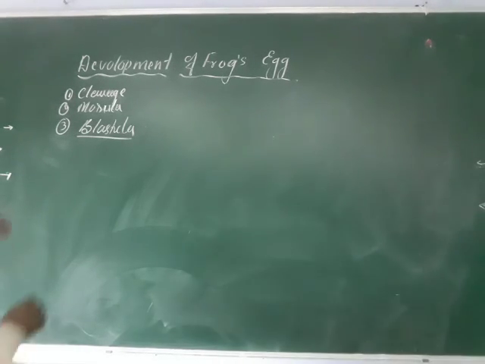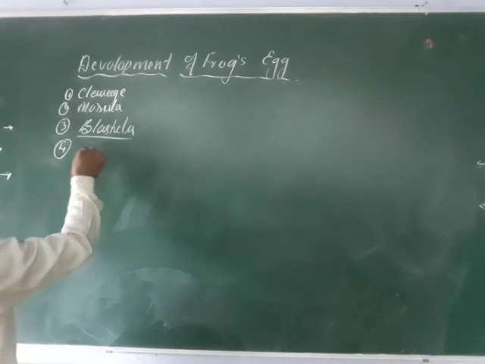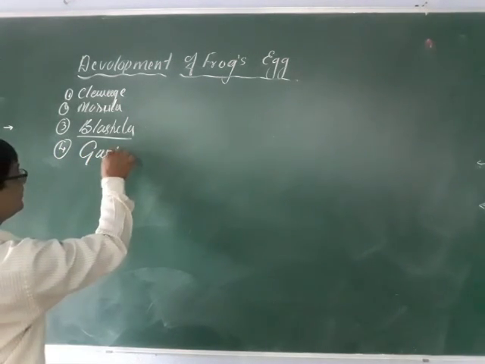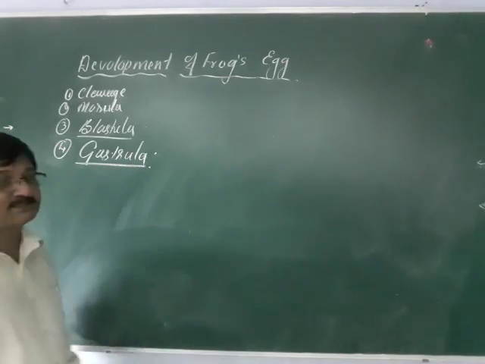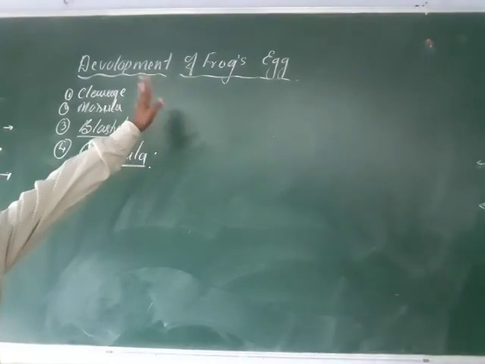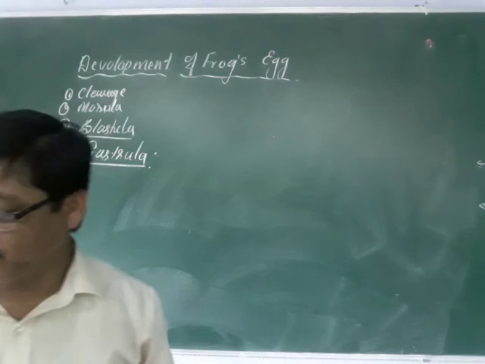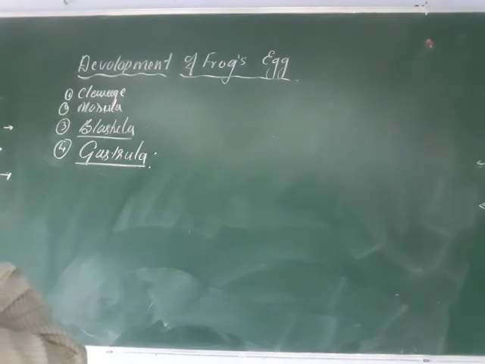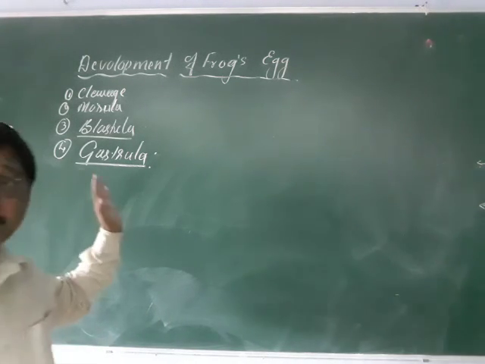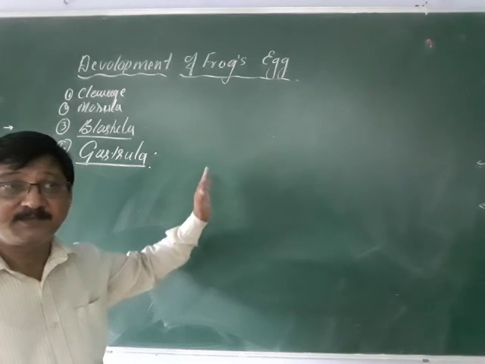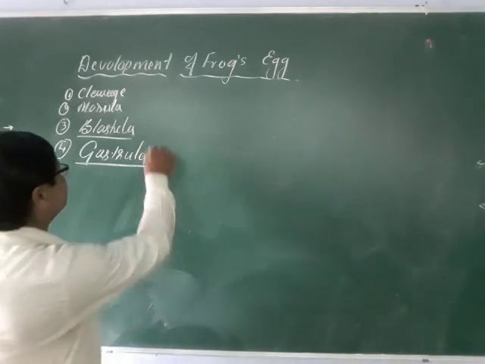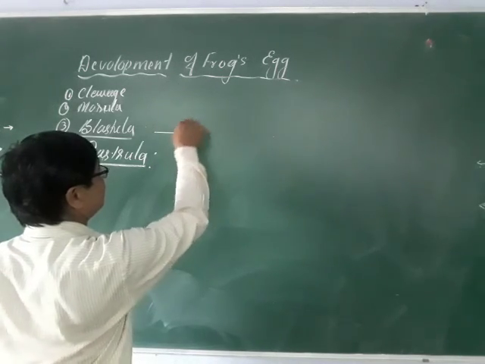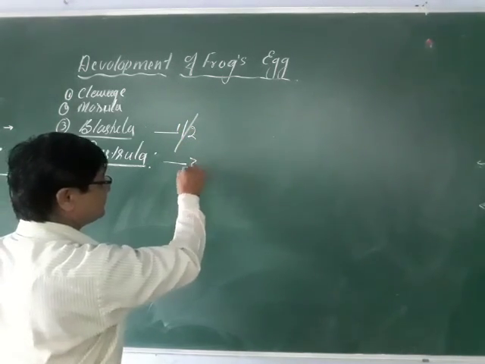Dear students, let us go to the fourth stage, that is the gastrula. What is the gastrula here? Gastrula is the fourth stage of the embryonic development of frog's egg. It is a process of displacement of the single layered blastula, or two layers, and it results in three layers.